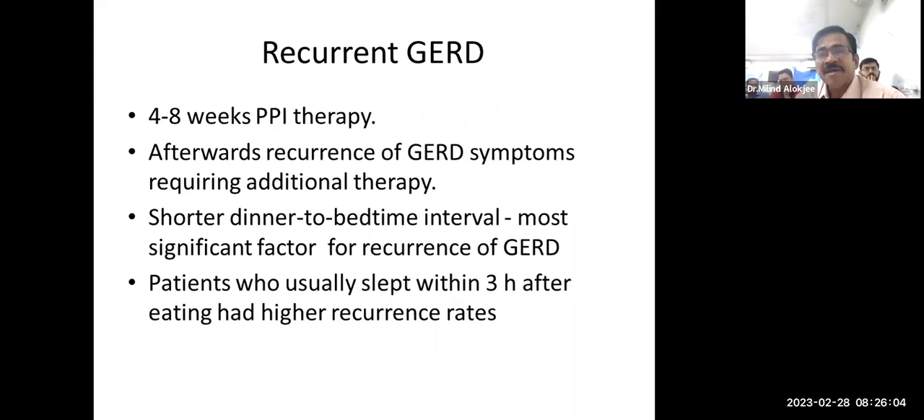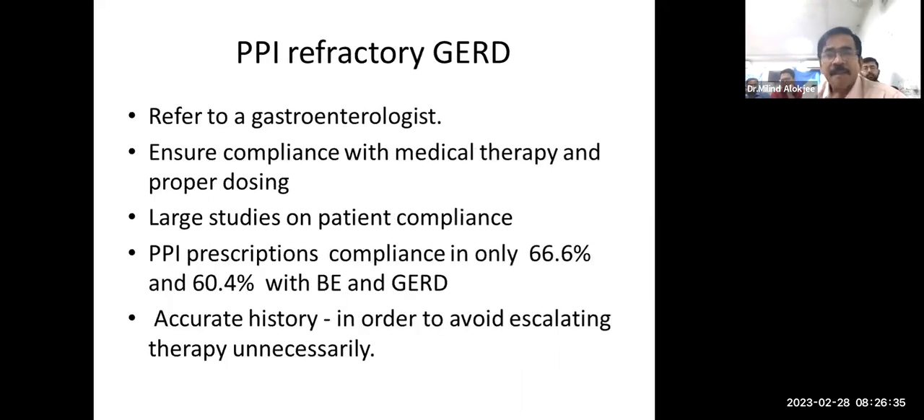What is recurrent gastric reflux disease? If the patient has had a course of 4 to 8 weeks of PPI therapy, and then after stopping therapy, the patient has recurrence of symptoms, we label that patient as recurrent GERD, and these are the patients who require additional therapy. It has been observed that a shorter dinner to bedtime interval is the most significant factor for recurrence of GERD. So patients who usually slept within 3 hours after eating had higher recurrence rates.